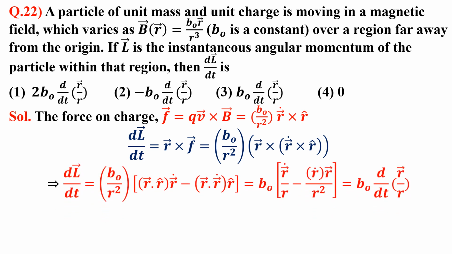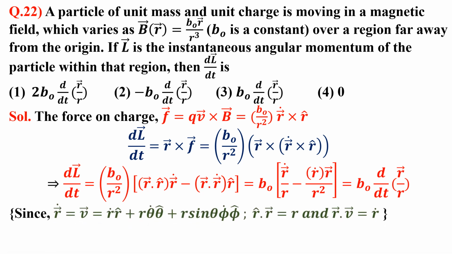Further expanding the r vector cross (r vector dot cross r cap) using a cross (b cross c), and further rearranging it, we get B naught times (r vector dot upon r minus r dot r vector upon r squared), which gives B naught d/dt of r vector upon r. Since r vector dot equals velocity v equals r dot r cap plus r theta dot theta cap plus r sin theta phi dot phi cap. So option 3 is correct.